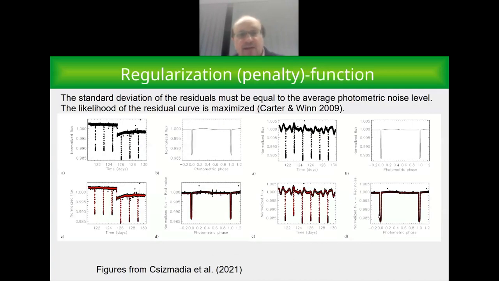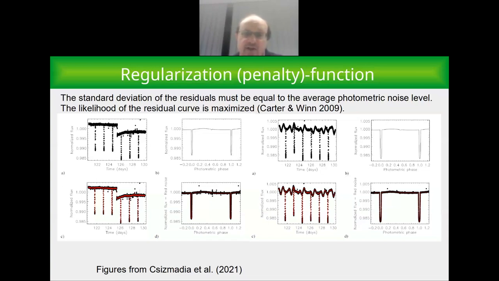So I use an extra condition, because the likelihood of the residual curve is maximized according to this paper. But to the likelihood, I add a penalty function, which is based on the condition that the standard deviation of the final residuals must be equal to the average photometric noise level. So we have to know the average photometric noise level very well.